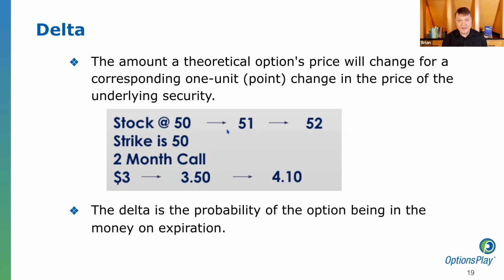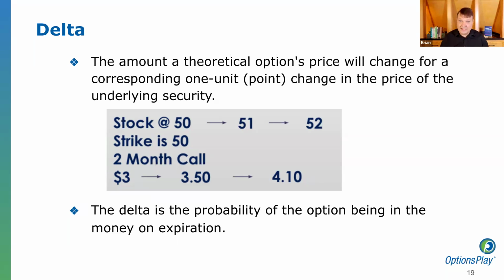And then if the stock goes from 51 to 52, now here's something that's interesting, it goes up more than 50 cents. In this scenario, it goes up 60 cents. So first point movement, we went up 50 cents. Second point movement, we went up 60 cents. And delta increases as you get deeper and deeper in the money. Time value comes away, becomes more intrinsic value, and you get more stock price movement, more stock price representation.